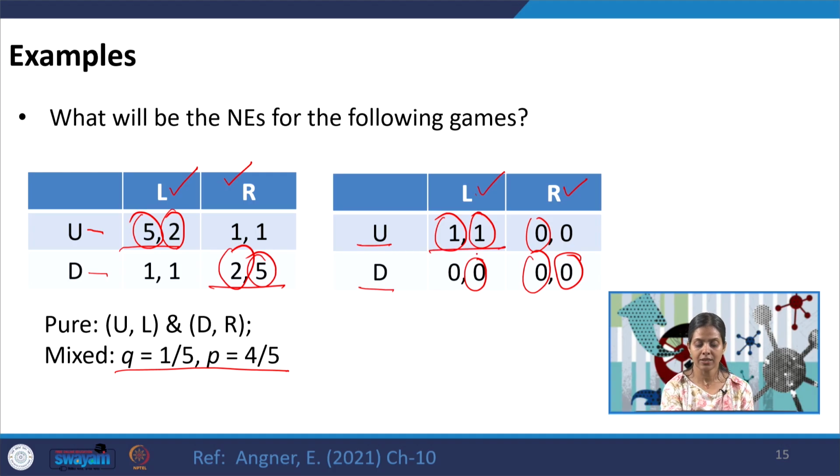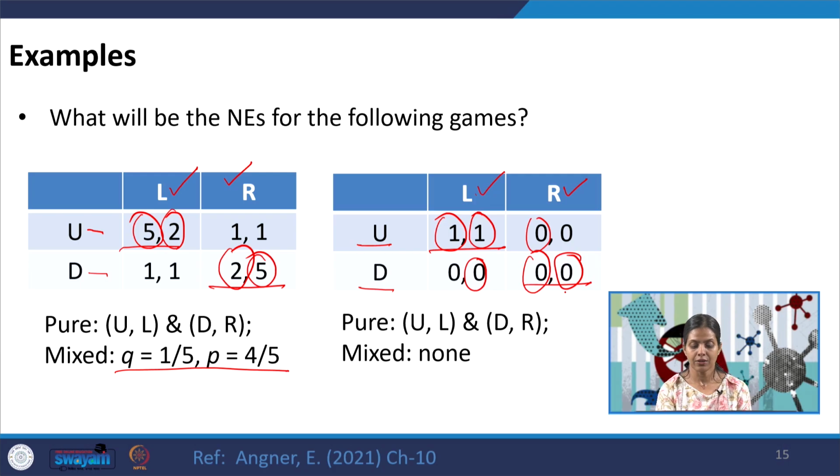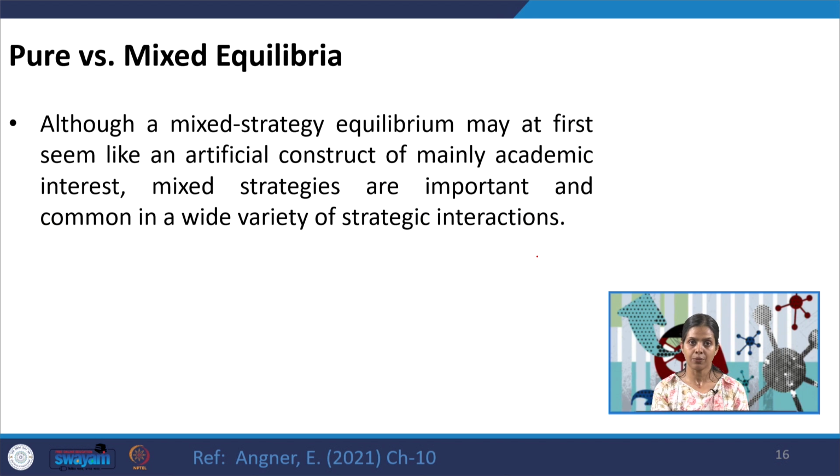So, here you can see that UL and DR are again the two Nash equilibria, but if you try to calculate a mixed strategy equilibrium, you understandably can find none because most of the payoffs are 0. So, let us talk about pure versus mixed equilibria.